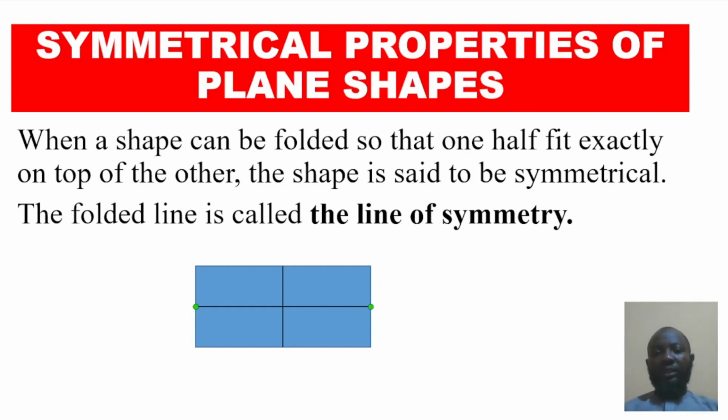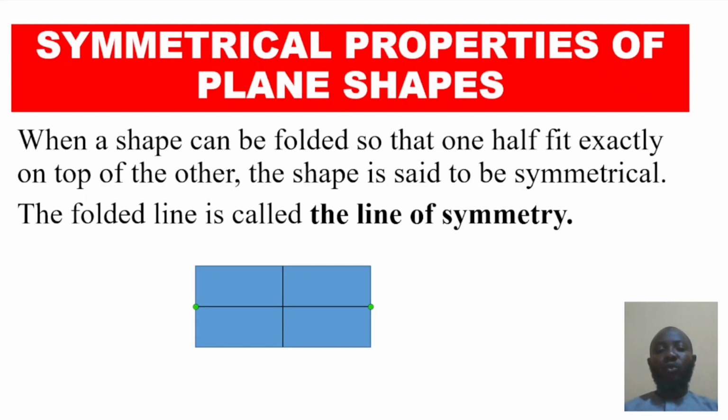So you can see what we have. This one has also been divided into another form. If you fold it from the bottom and upwards, it will overlap as well. So how many lines do we have here? This is the first one and this is the second line. So it has two lines of symmetry.